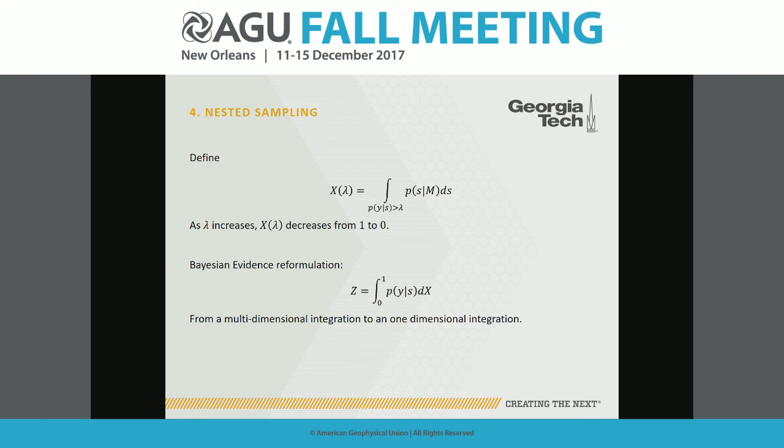Nested sampling defines a variable x as a function of lambda, where lambda is the threshold of likelihood. We can understand the prior mass x as the enclosed prior mass by the likelihood function. So as the threshold increases, the prior mass enclosed in this area will decrease. So we can see x of lambda will decrease from 1 to 0 as lambda increases, because only a few samples fall into the high likelihood area. Thus, we can reformulate Bayesian evidence into a one-dimensional integration problem instead of a multi-dimensional integration problem.